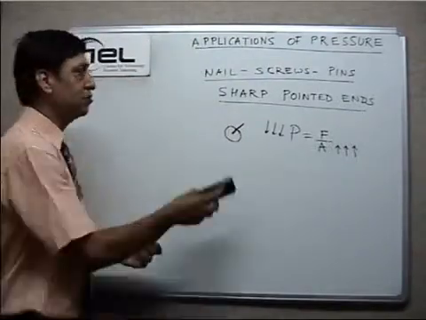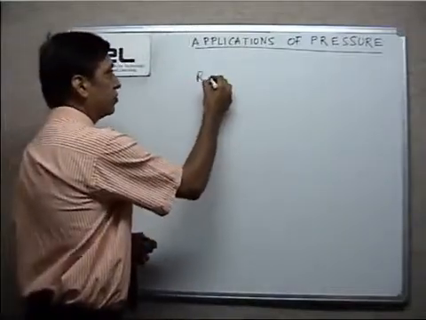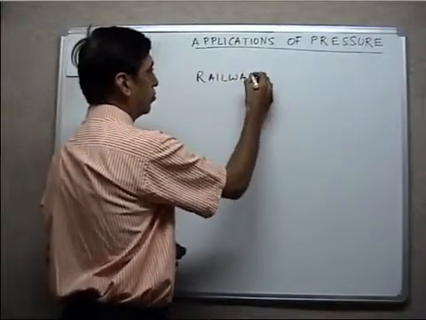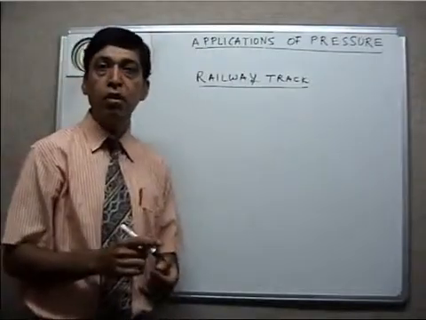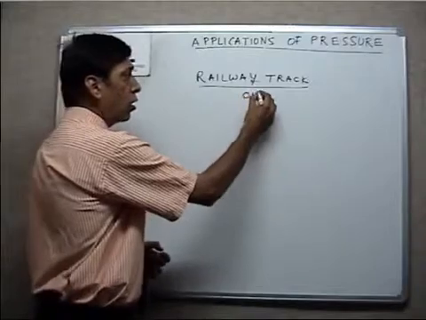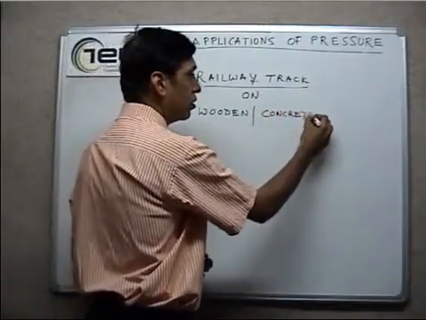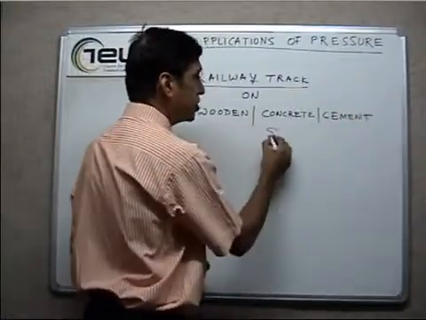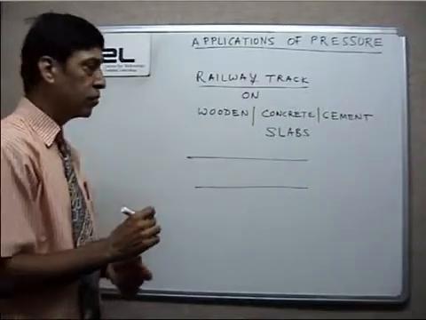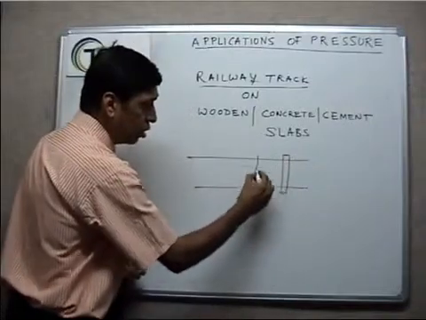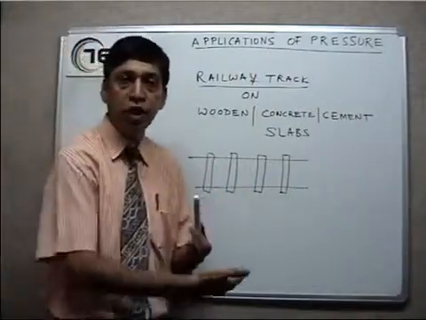Let us see another application. The railway track, you all must have seen. The long rails, which are made of iron, are kept on wooden or concrete or cement slabs. If this is the iron rail, you will see that these are the very broad wooden or concrete or cement planks which are below that rail.